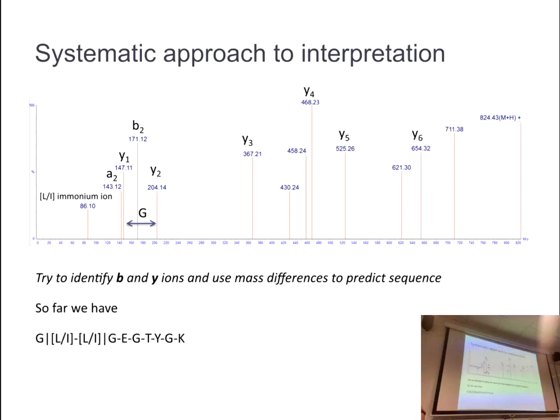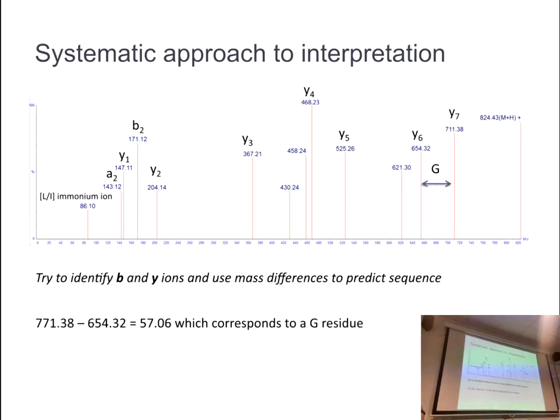Again, you take stock, and so far you've got this sequence. Oh, and then you go from here. There's a lot of glycines here. What's going on? And then you go from here to the actual intact mass, and you find a leucine or isoleucine. And that's good because you've identified that from the B ion. No, it's a coincidence. Yeah, you're right. So you've got this.